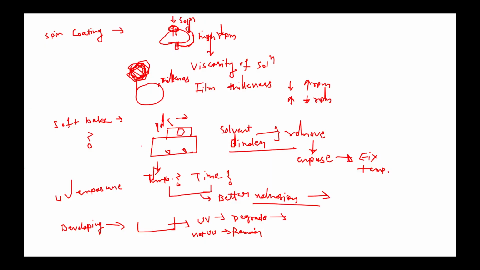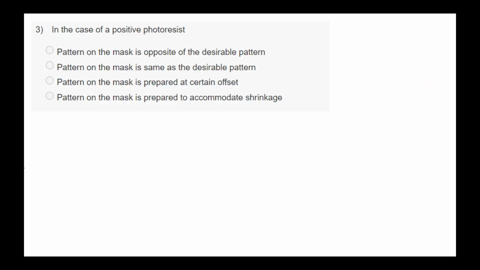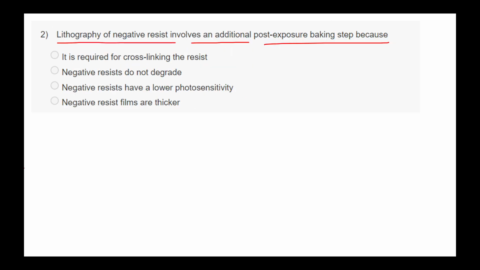Okay, so what was the question? The question was: lithography of negative resist involves an additional post-exposure baking step, why? Because it is required for cross-linking the resist. In negative resist, we want to cross-link the resist. So this would be your right answer.